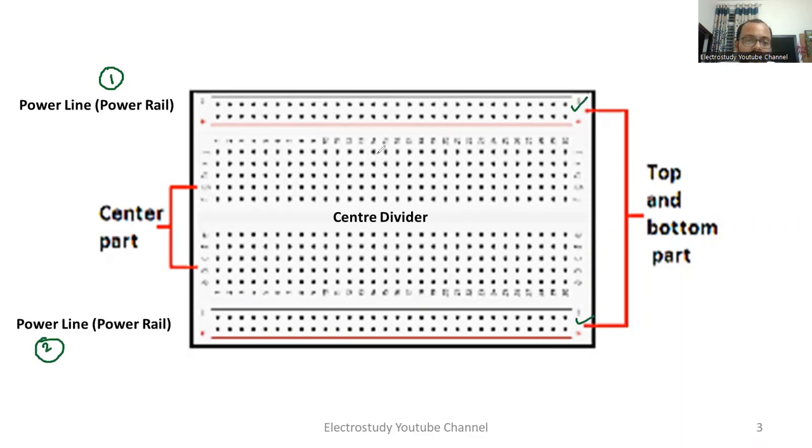Next, let us go back. The center port. This is the first half of the center port. This will be the second half of the center port. There is a partition between these two halves that is known as the center divider. The middle portion is also known as the center port, and it is divided by the center divider. These are the basic information.